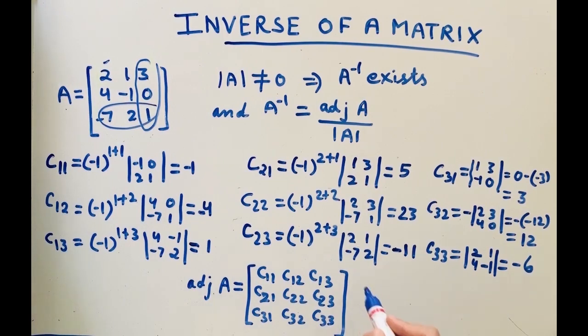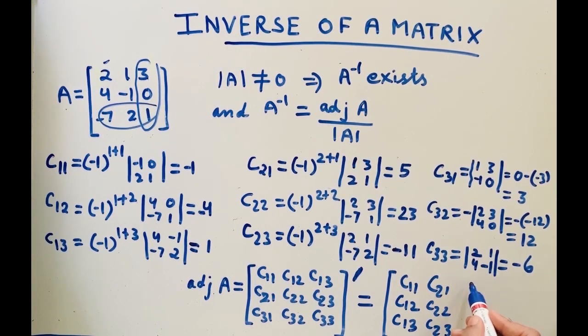Now the adjoint of A is transpose of the cofactors of these. So you can simply write, this one is transpose, I think you know that one. So transpose of this, you can also write it as, all the rows will become columns. So it is C11, C12, C13, C21, C22, C23 and C31, C32 and C33. So you can simply write this adjoint of A is this, or transpose of this.